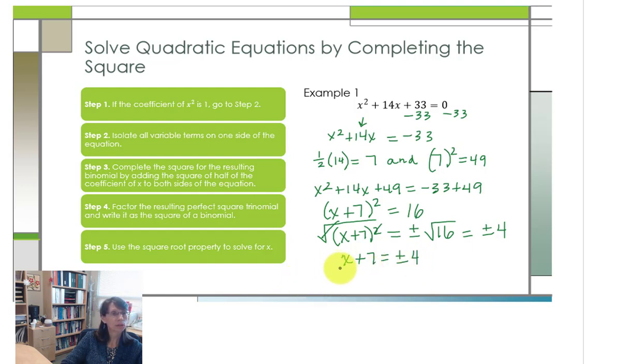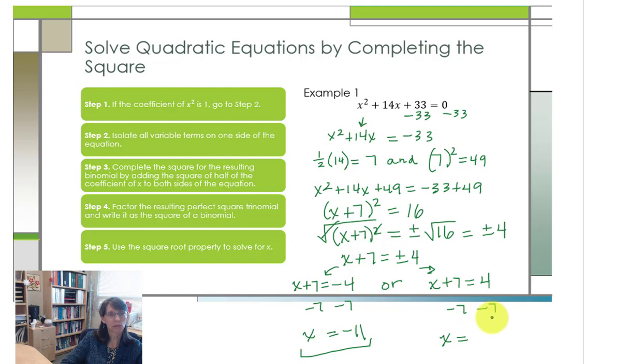So my first equation would become x plus 7 equals negative 4, or we could have x plus 7 is equal to positive 4. Now let's solve each of these linear equations using the subtraction property of equality again. I would end up with x equals negative 11 for one solution, and subtracting 7 for this other linear equation, this answer is x equals negative 3.